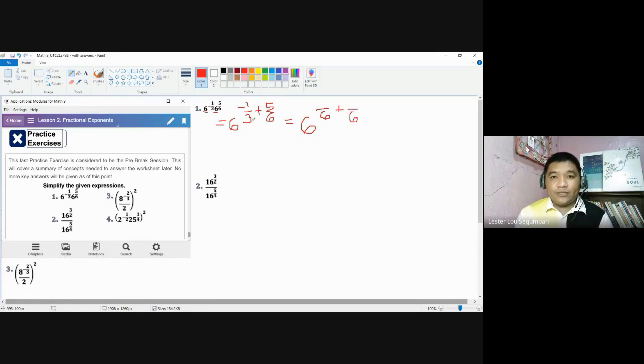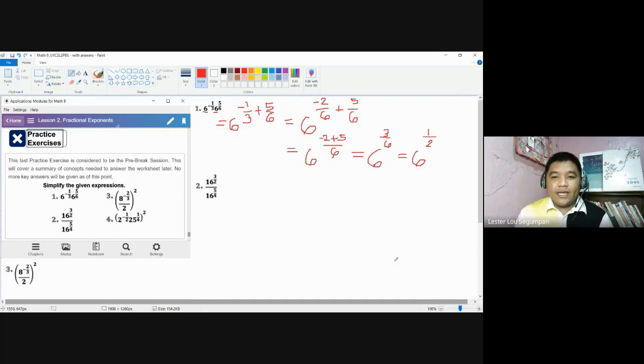6 divided by 3 is 2, times negative 1 is negative 2. And then 6 divided by 6 is 1, times 5, you have 5. Which will then be equivalent to 6 to the power of negative 2 plus 5 over 6, or 6 to the power of 3 sixths. That is the result of the exponent. Now we can still simplify the exponent as 1/2 because that is its lowest term.